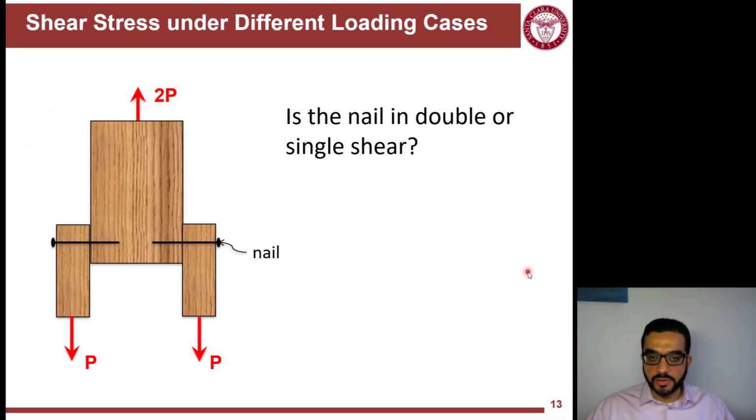So let's see another example here. I have here a bigger member carrying 2P and two smaller members connected to it. I'm connecting these two members with each one individually, separately with a nail. So now what type of shear action here? Single or double? If you look at the nail, there is one force flowing here, P, and then 2P here is split between these two nails, so there's another P applied on the other part of the nail here. So there's a shearing action in the middle, only one, so this is a single shear.